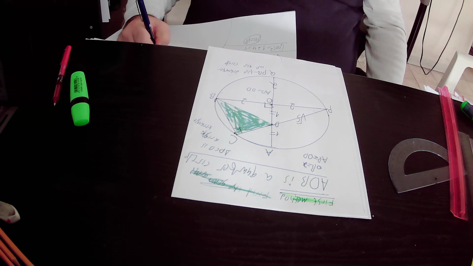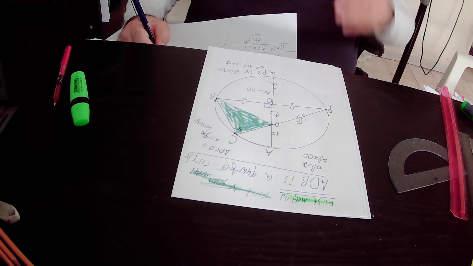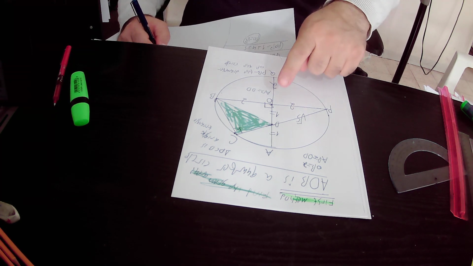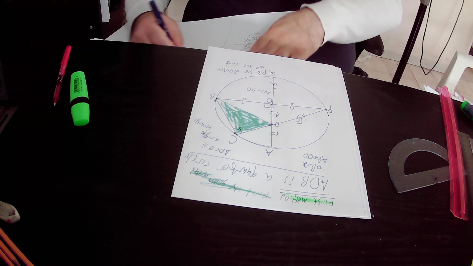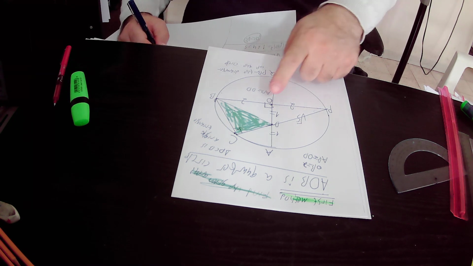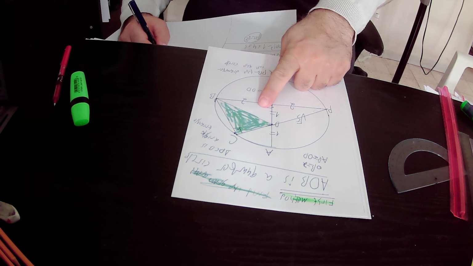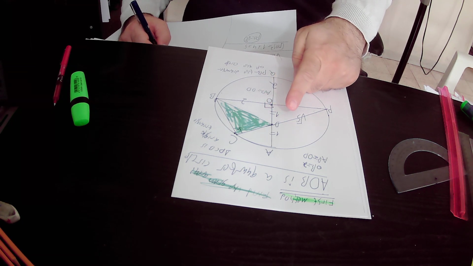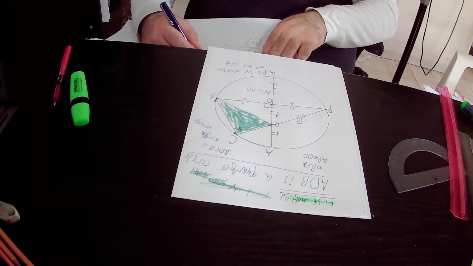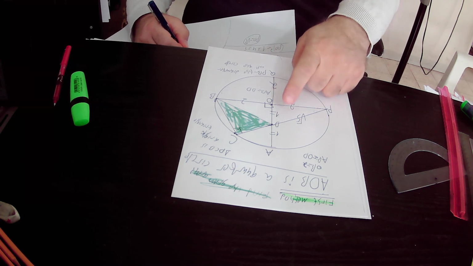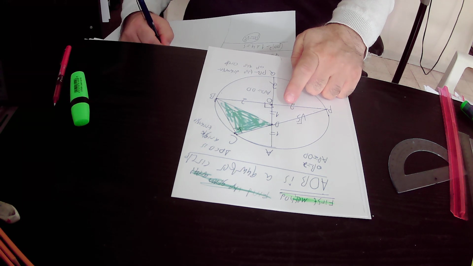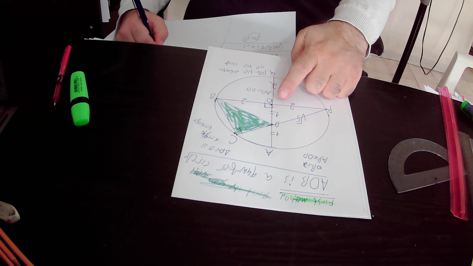Actually, we'll focus on the right triangle ODB. In the right triangle ODB, the hypotenuse is DB, therefore the square of the hypotenuse is DB square, and it must be equal to DO square plus OB square.